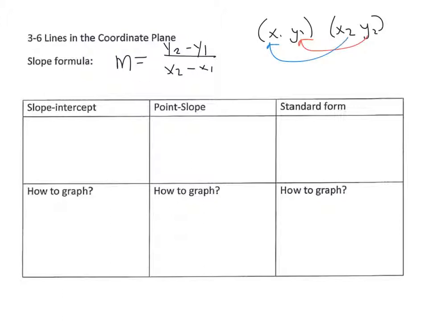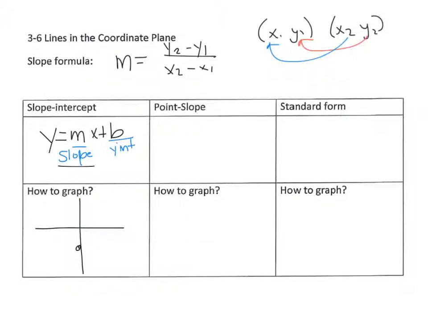Slope-intercept form is y equals mx plus b. So m is the slope, and b is the y-intercept. To graph it, you start at the y-intercept, which is on the y-axis. You make a dot, and then you apply the slope. You can go up to the right, or down to the left.